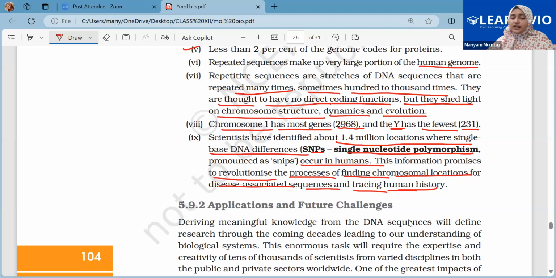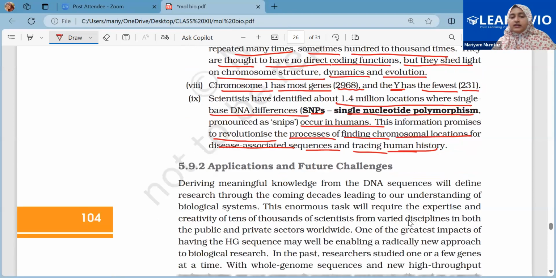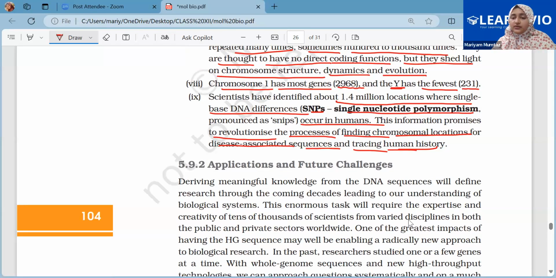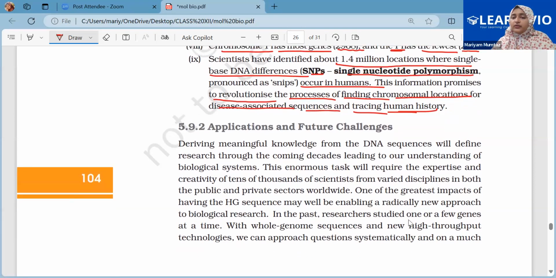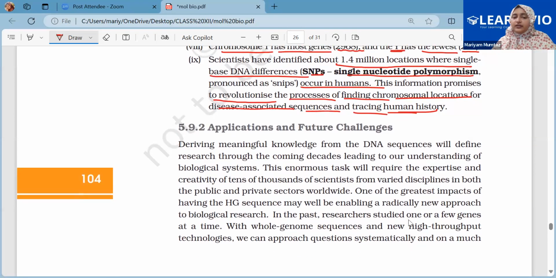Now, applications and future challenges. Deriving meaningful knowledge from DNA sequences will define research through coming decades, leading to our understanding of biological systems. The enormous task will require the expertise and the creativity of tens of thousands of scientists from varied disciplines in both the public and the private sectors worldwide.